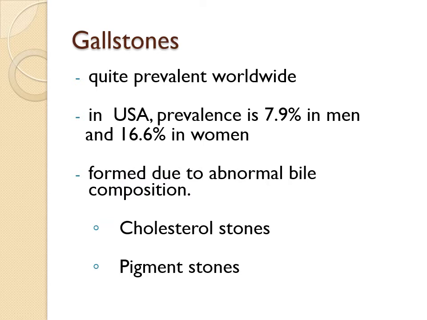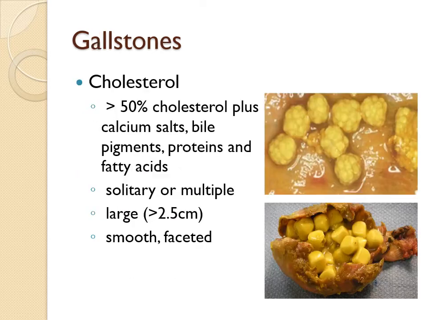And later, you'll know that pigment stones would be further subdivided into your brown pigment stones and your black pigment stones. Majority of gallstones are cholesterol stones. Cholesterol stones are made up of more than 50% cholesterol plus calcium salts, bile pigments, proteins, and fatty acids. They can be solitary or multiple. They can grow to large sizes. They can be smooth or faceted, as shown in the pictures.